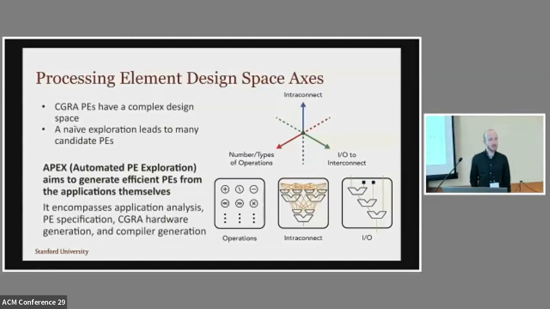The design space of CGRA PEs is fairly complex and large. Here on the right, I'm showing 3 different axes that we've identified. The first is the number and type of operations that you include within your PE. The second is how those operations are connected within your PE. And the third is the I/O, so how you connect your PE tiles to the interconnect and to other PEs. A naive exploration of this design space would lead to tons of candidate PEs that would be expensive to evaluate.